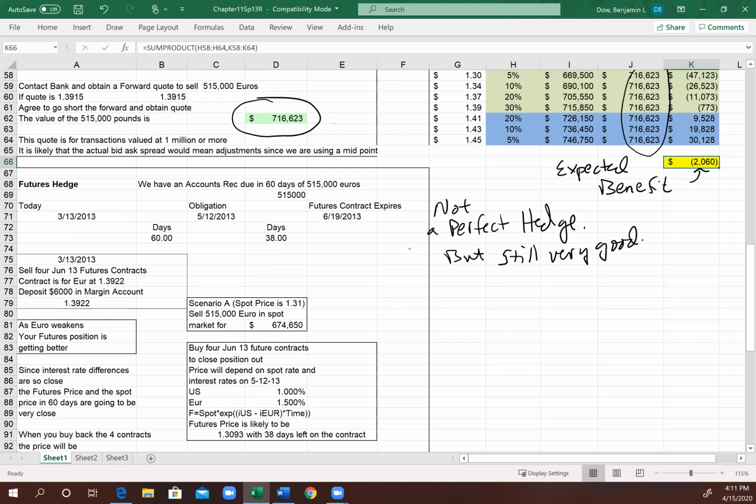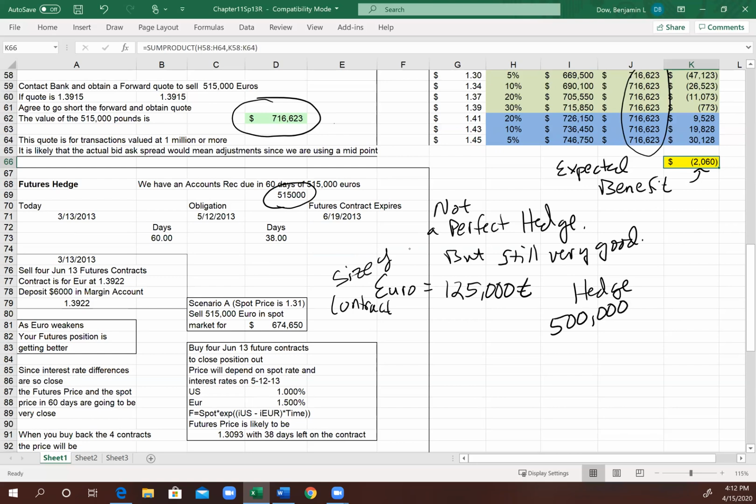The reason is this: with the futures contract, remember the contracts on the euro, the size of the contract was for 125,000 euros. So the problem is if we have 515,000 euros coming in 60 days, we'll actually only be able to hedge 500,000 euros. And this is what would be called under hedging. We're going to hedge as many as we can, but we don't want to hedge more than what we have. Okay. So we're going to under hedge.